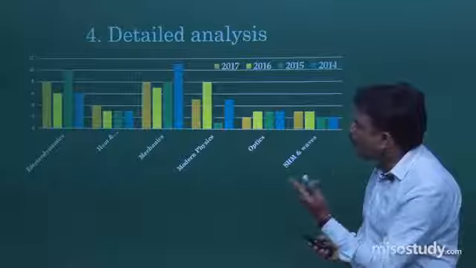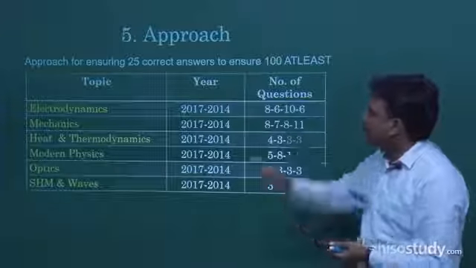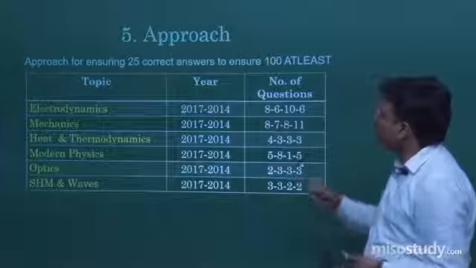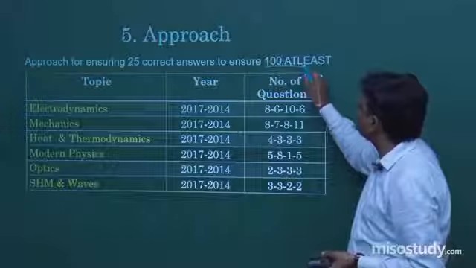Over here, one more simple explanation. What should be your approach? The approach for ensuring 25 correct answers to ensure at least 100.